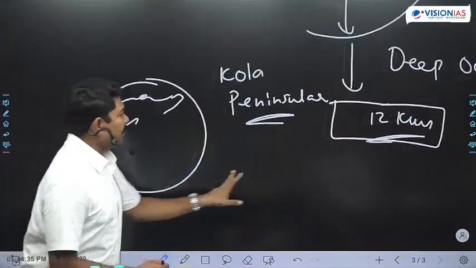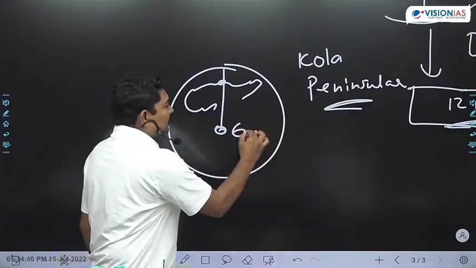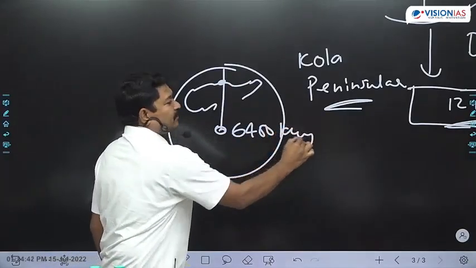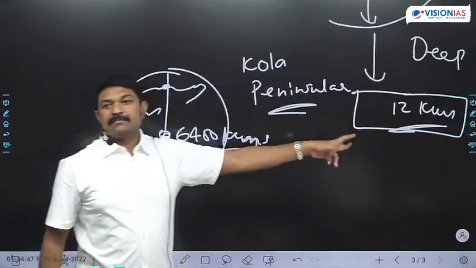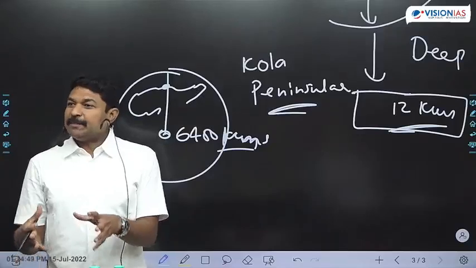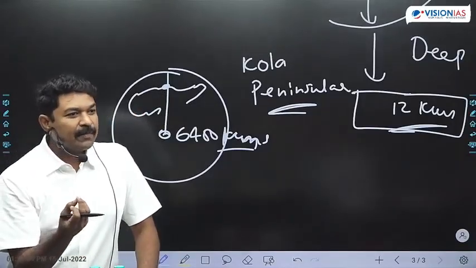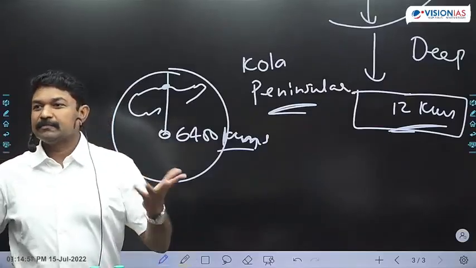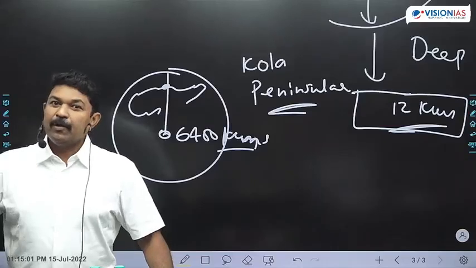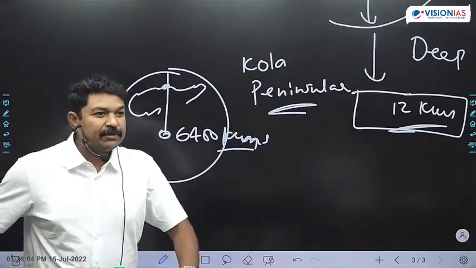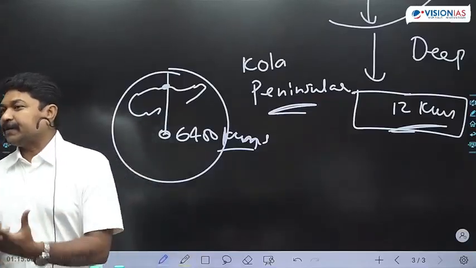But what is the depth of the center of the Earth? Almost 6,400 kilometers. Up to what depth did we enter? So we have some knowledge regarding the Earth's interior only up to 12 kilometers. Beyond 12 kilometers, what is there? We don't have direct information, but we do have certain indirect information, indirect evidences, indirect sources. Because of this, we can interpret.